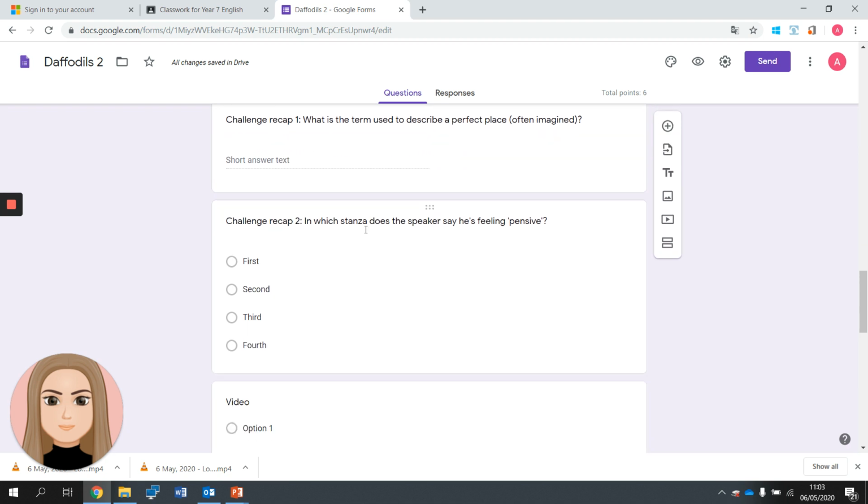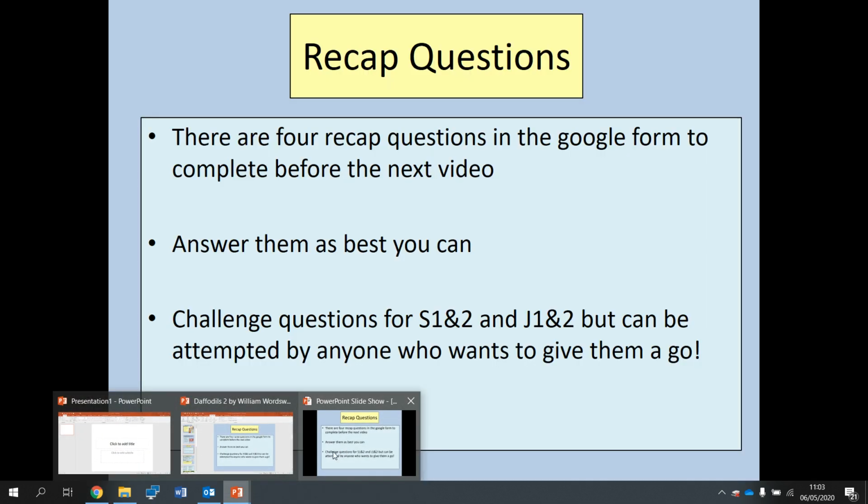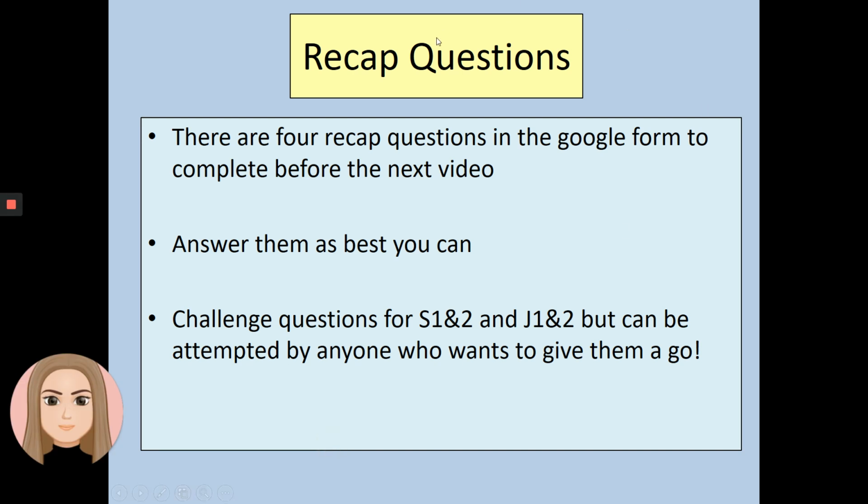And in which stanza, actually, hopefully quite a lot of us had a go at this one because I think we'd be able to answer it. In which stanza does the speaker say he's feeling pensive? Was it the first, second, third, or fourth? Well done, it is the fourth. It is the fourth stanza that he is feeling pensive. Well done. Right, let's get back to our lesson.